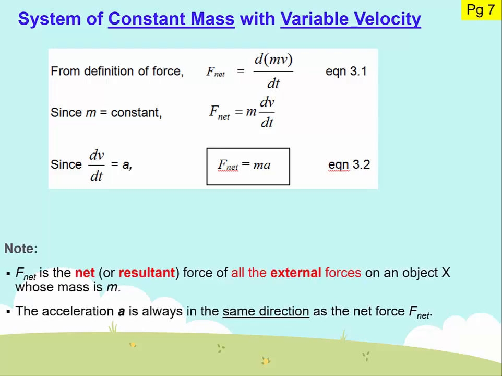Remember, F net is the net force, or we call it the resultant force. A resultant force means you add all the external forces and find the resultant of all these forces. So that is called the resultant force. And take note that the acceleration is always in the same direction as the net force.